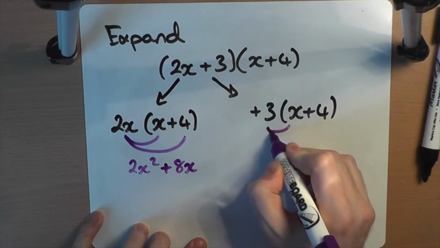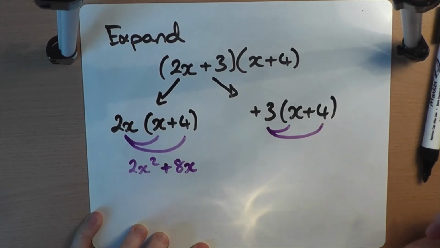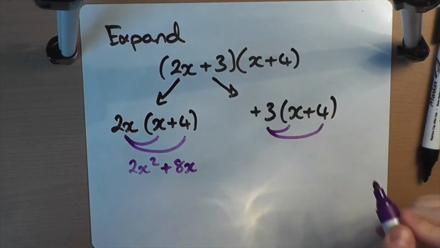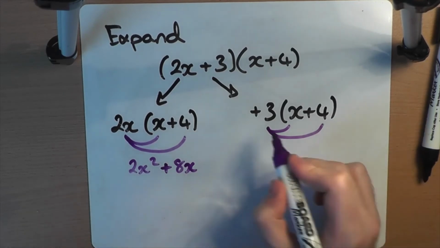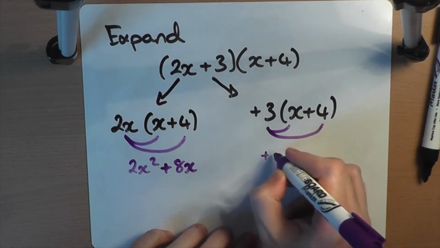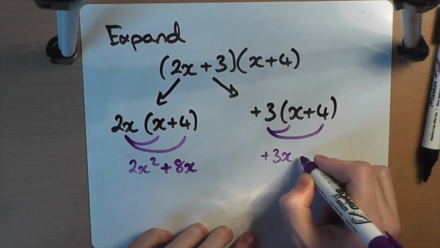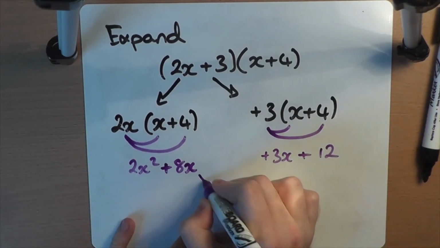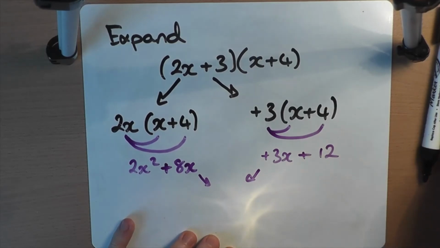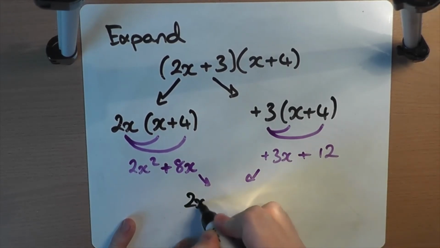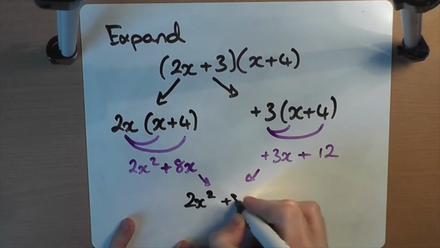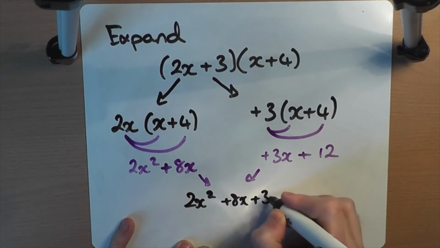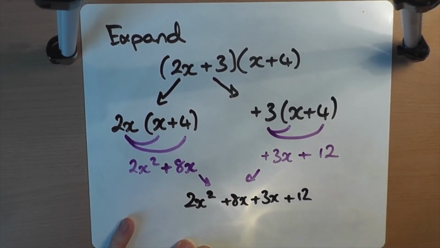For this bracket, we're going to do the plus 3 times the x, and then the plus 3 times the plus 4. Again, whatever is on the outside of the bracket times each of the things inside in turn. Plus 3 times the x will give us plus 3x, and plus 3 times plus 4 will give us plus 12. We're going to put those two things back together at the end. 2x squared plus 8x plus 3x plus 12.